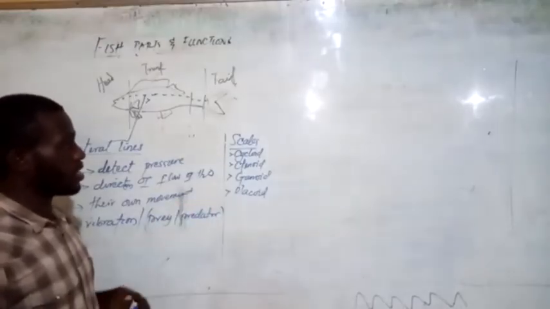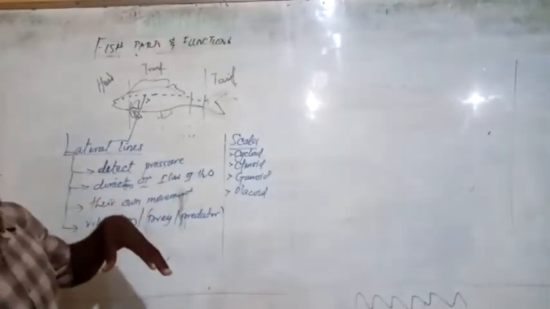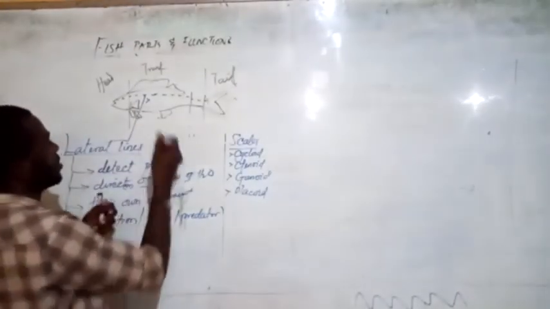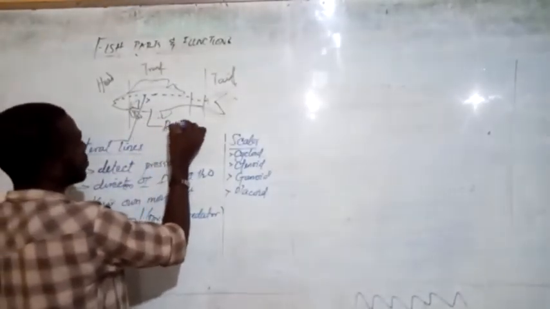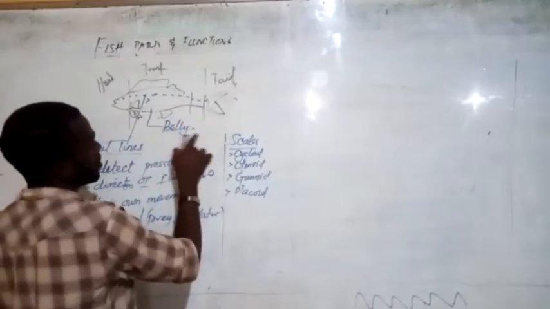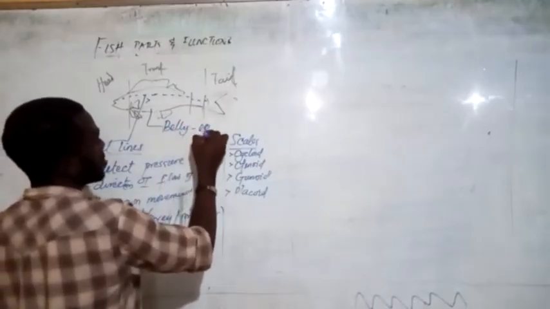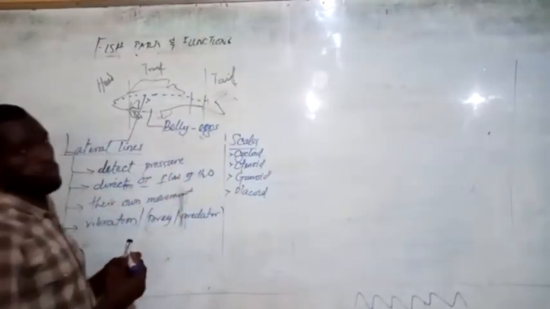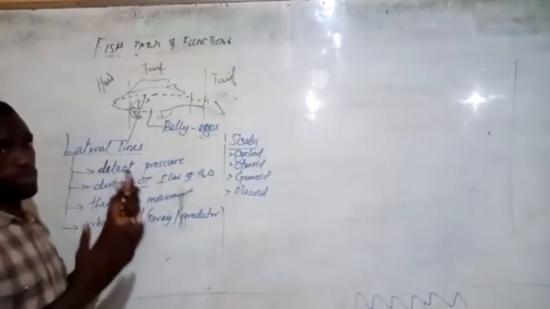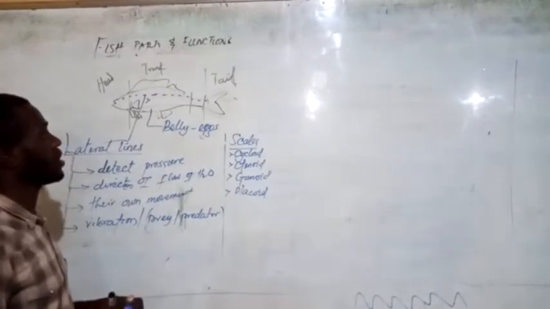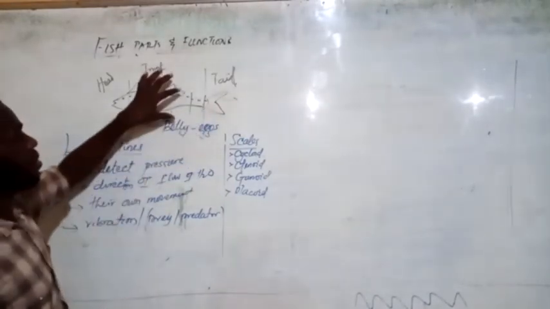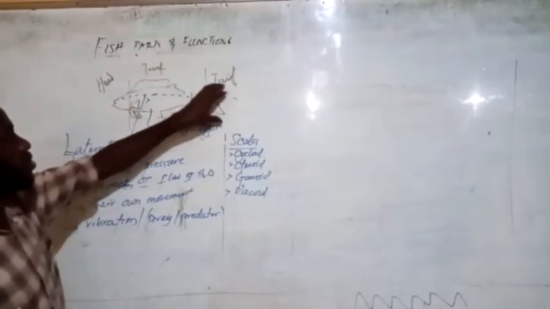So those are the major parts of the fish. Then now there's also the belly. The belly is where the fish keeps the egg. So that is the egg pouch, where the eggs are produced or kept. And then there's the peduncle that attaches this part of the body to the tail.